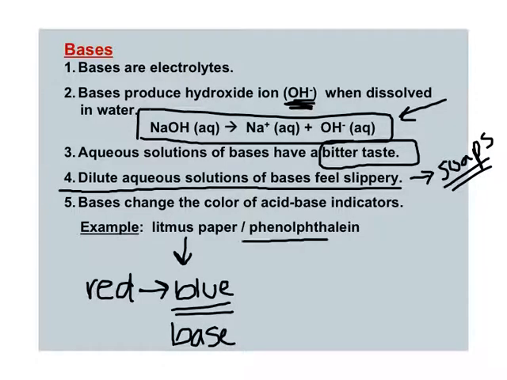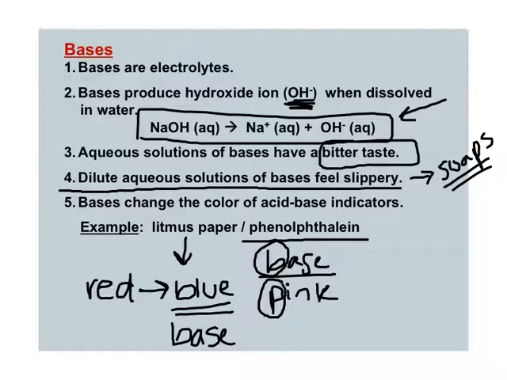And then phenolphthalein, that clear liquid that we could drop into the substance to see if it's an acid or a base. Well, phenolphthalein turns bases pink. So you got a little bit of pink, a little bit of blue. Just keep in mind the phenolphthalein turns pink. So again here, base starts with a B. Well, if I flip that over a line, I see a P. That's just a quick way I remember that.